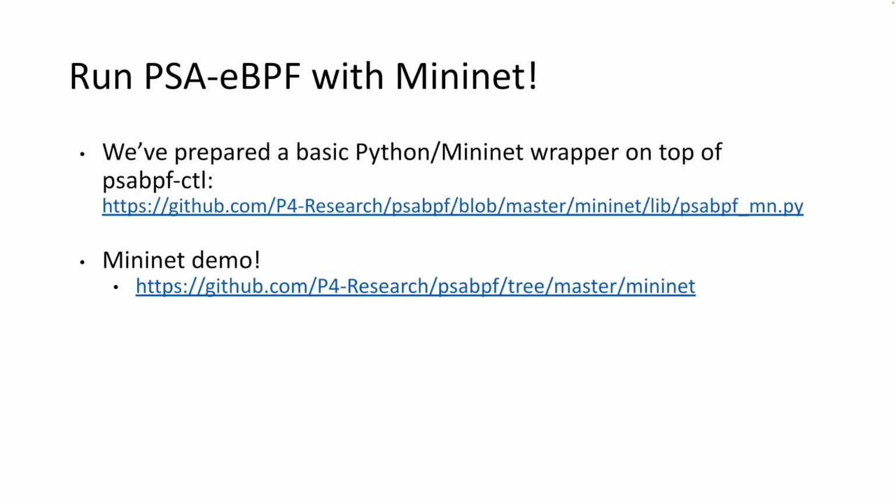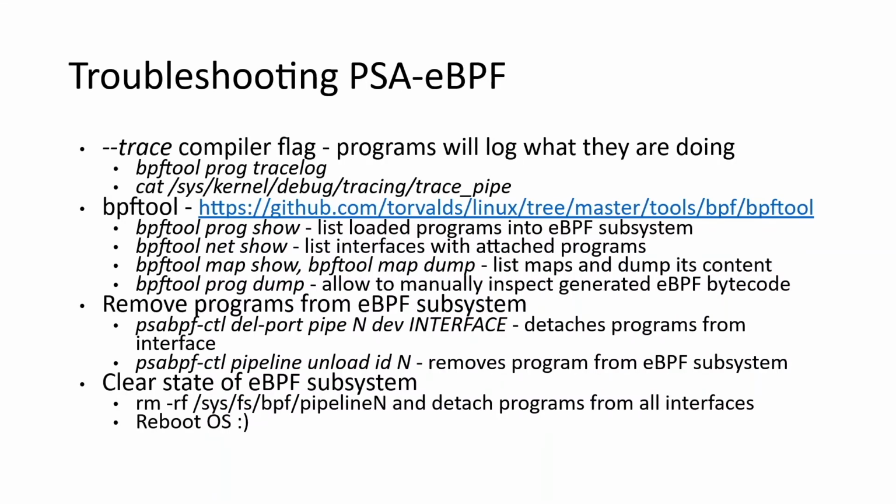Back to Jan, who will show how to troubleshoot PSA eBPF. In this slide, I will show you a few methods how to troubleshoot PSA eBPF programs when something doesn't work. The most important is the trace flag for the P4C eBPF compiler. When used, PSA eBPF programs will log what they are doing during packet processing. They would print actual parser states, extracted values into headers, executed actions and externs, used keys for tables, and more.